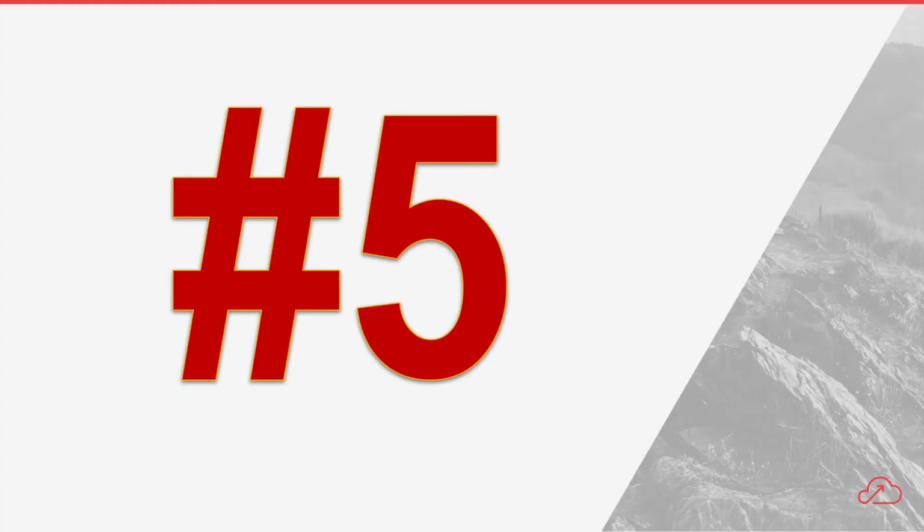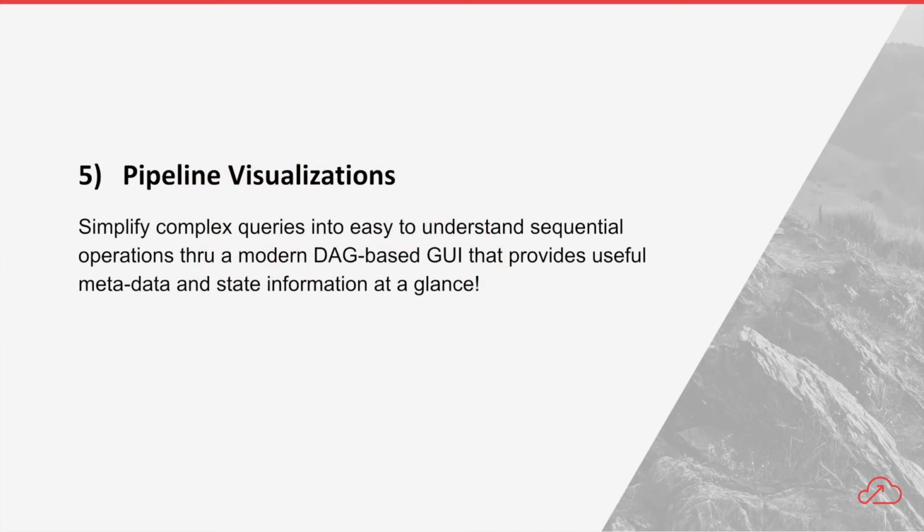Number 5. Pipeline visualizations. Ascend has a modern DAG-based GUI interface that simplifies complex queries into easy to understand sequential operations. Through this GUI, you can also see metadata and state information about your transformations and data pipelines all at a glance. This time, Sheil for real.